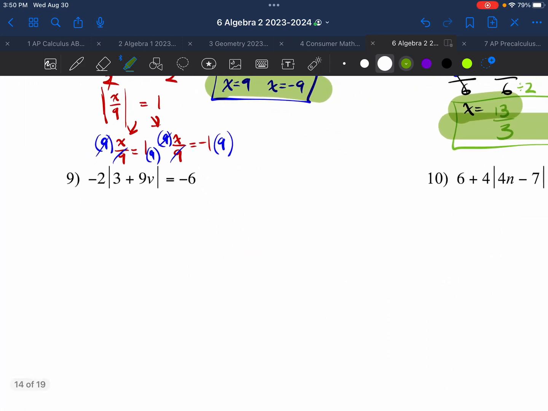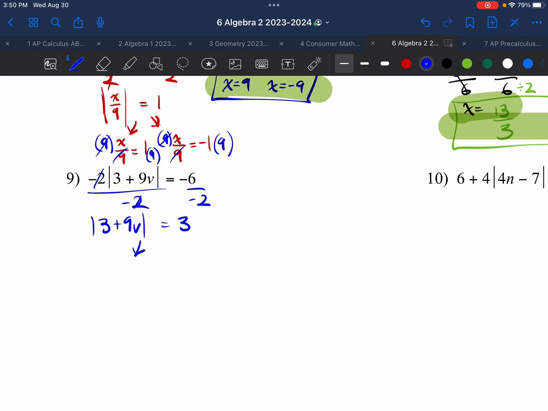Number 9, I need to isolate the absolute value. So that's the absolute value. Get rid of this multiply by -2, and I'm going to divide both the left side by -2 and the right side by -2. When I do that, this is gone, and I'm left with the absolute value of 3 plus 9v is equal to, negative divided by negative is a positive, 3.